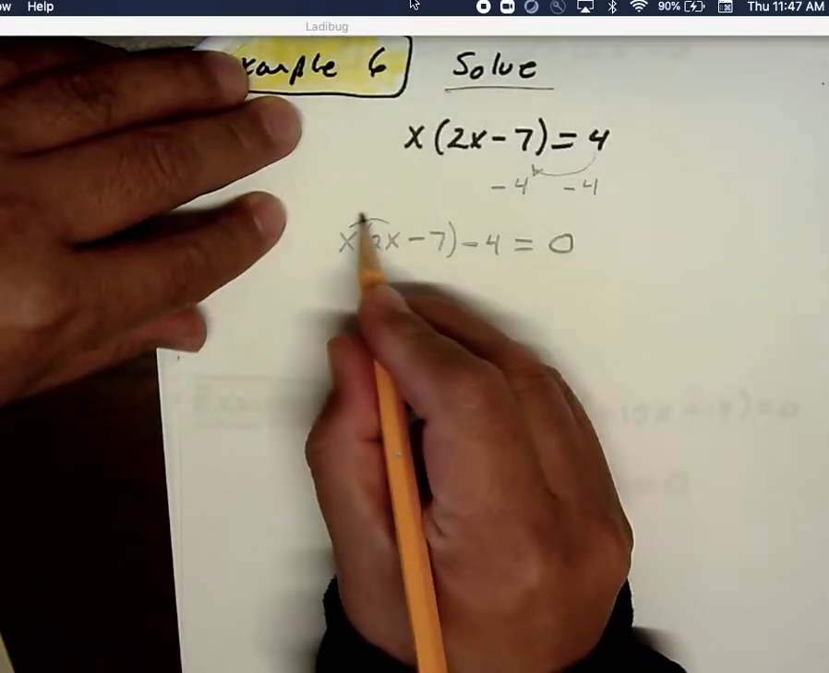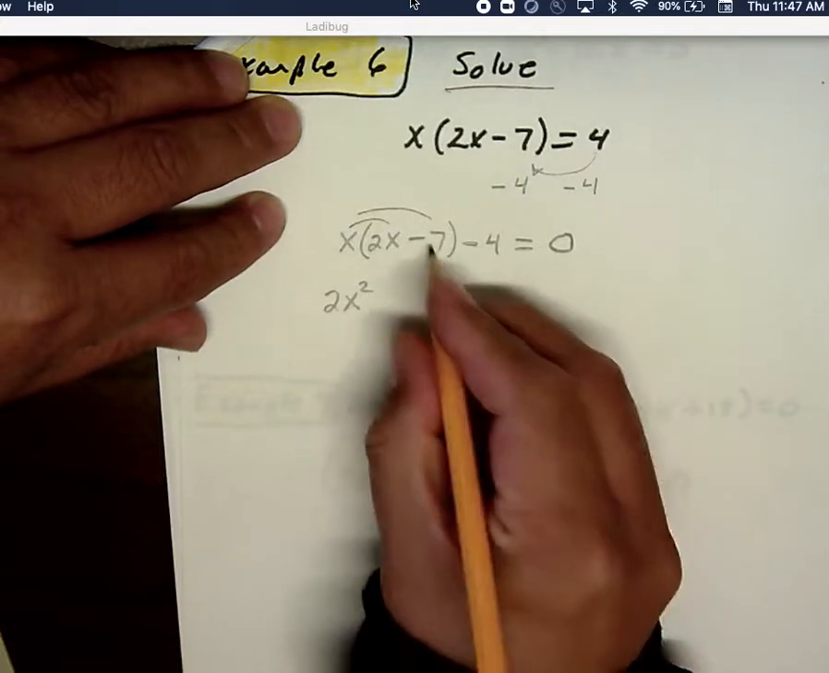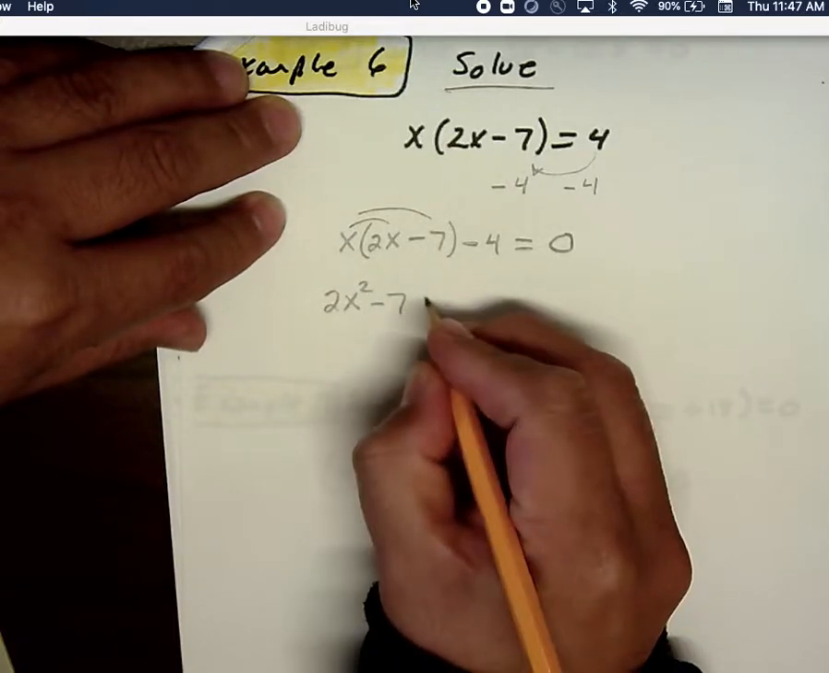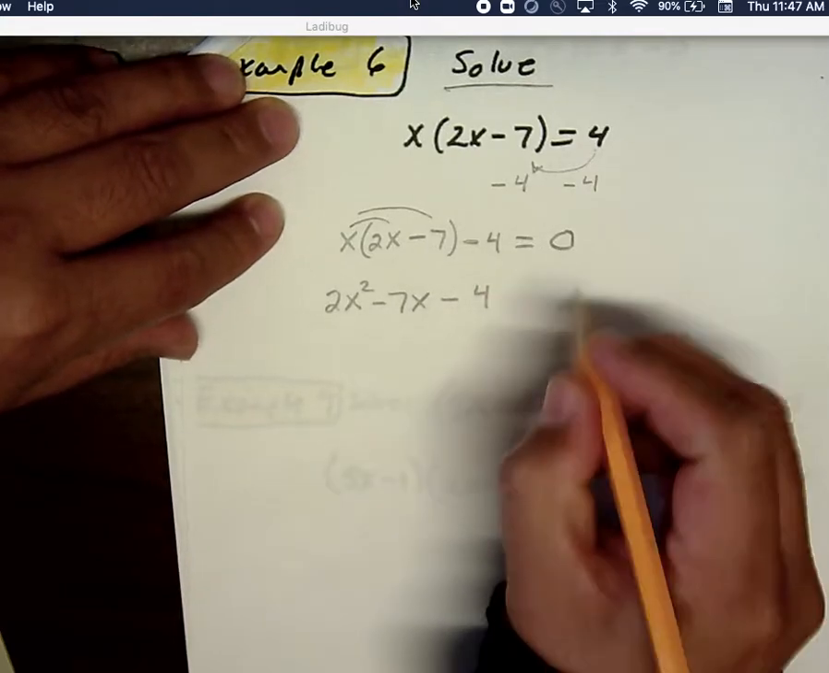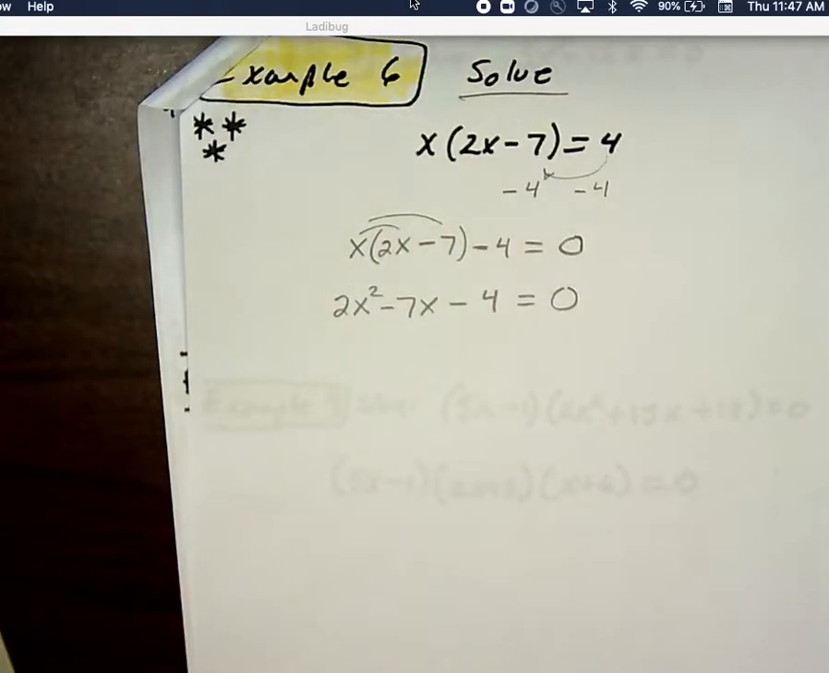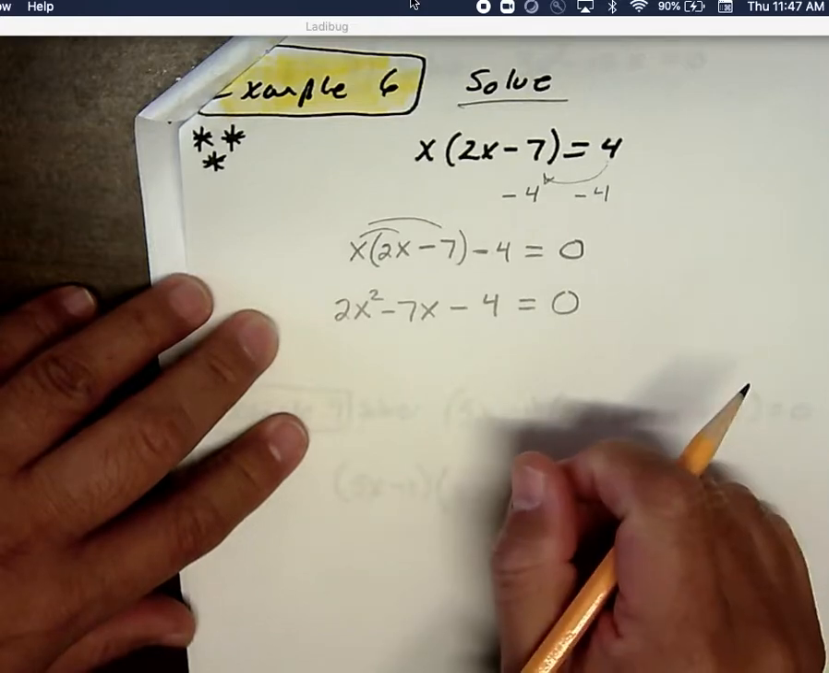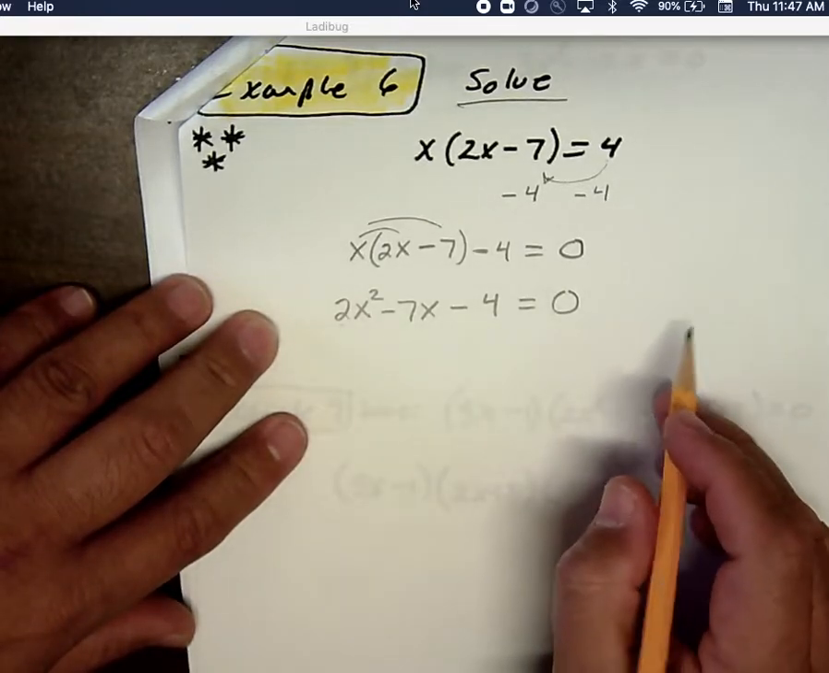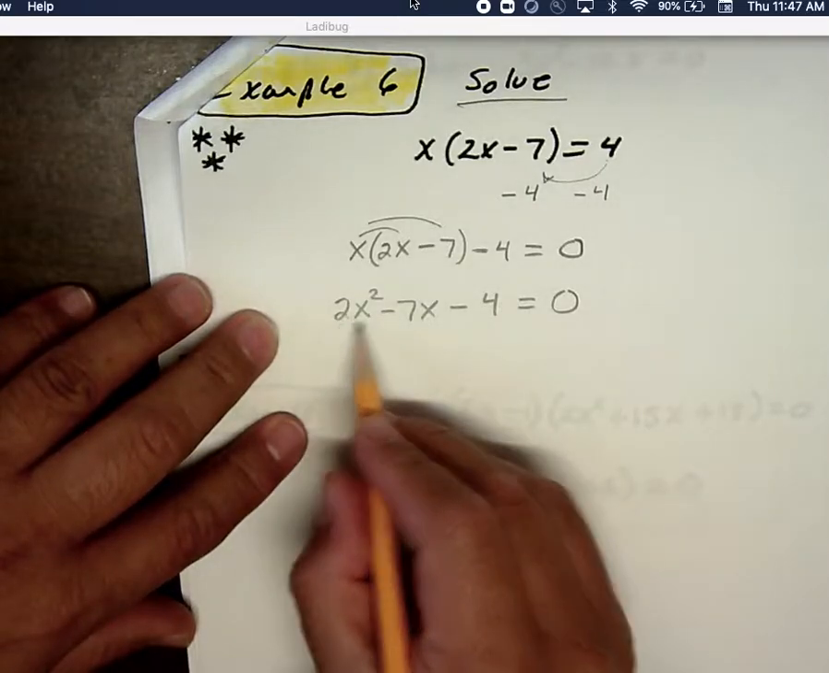So for this one, you will need to distribute this. 2x squared minus 7x, and then you have minus 4 on this side equal to 0. Okay. So now you have it set up. So the next step you need to look is to see if it has a GCF.